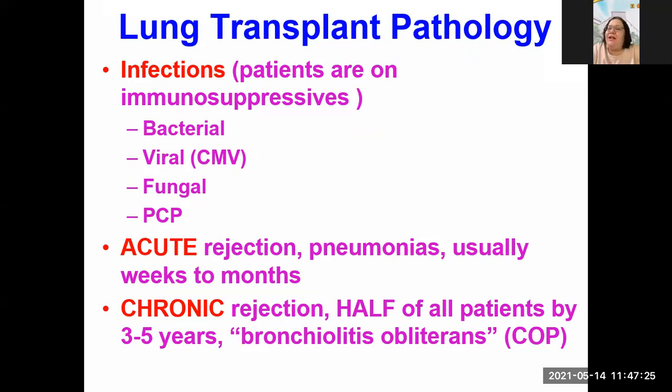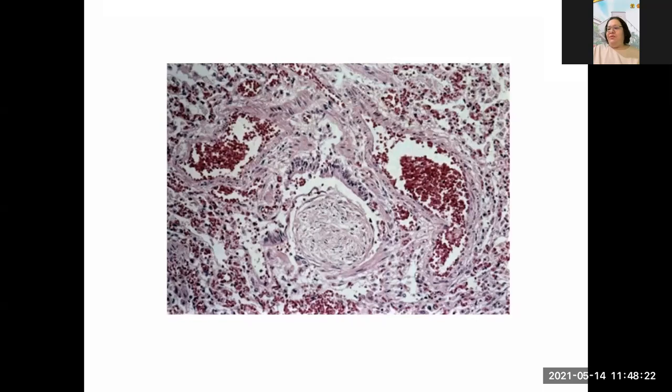So lung transplantations, infections. The patients who have lung transplantations are often using immunosuppressives to prevent organ rejection. So they may develop bacterial infection, viral infection, fungal infection. For the viral infection, they may develop CMV, or they will develop PCP. They may have acute rejection pneumonias, usually weeks to months after transplantation. And chronic rejection, half of all patients may develop this in 3 to 5 years and develop bronchiolitis obliterans, or COP, chronic rejection. So this is a sample of what you would find.